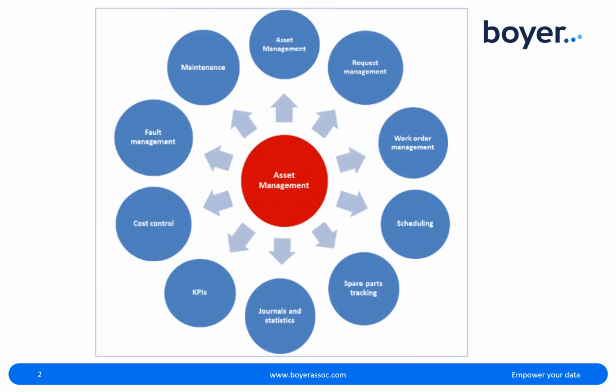Asset management offers maintenance functionality, including initial request and work order management, as well as automatic creation for preventive maintenance work orders, resource scheduling, spare parts tracking, key performance indicators, cost control, and fault management, which allows you to track symptoms, fault areas, fault types, as well as causes and remedies.